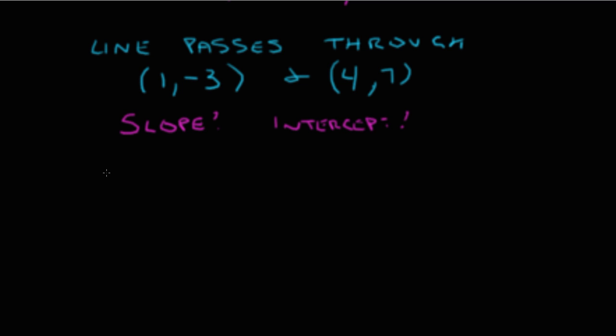So, the slope is the change in y, and we're going to write that as delta y, divided by the change in x. And we get that by saying y2 minus y1 divided by x2 minus x1.